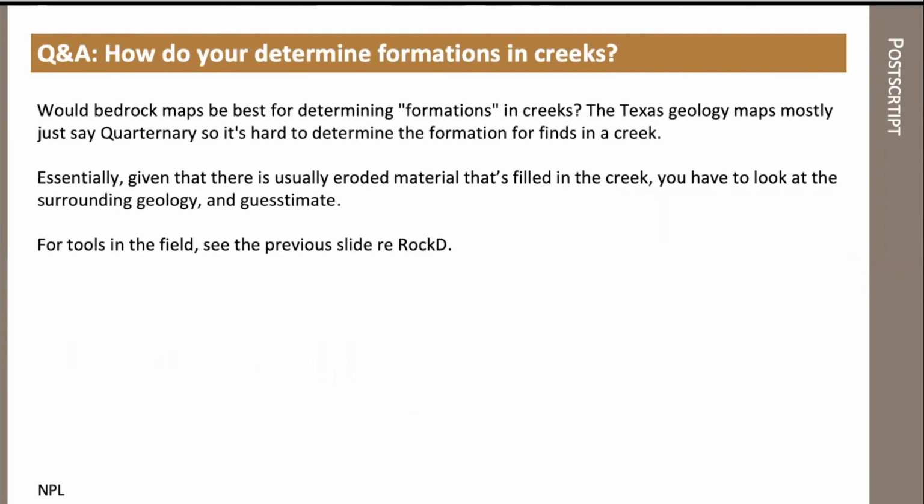One of the questions that came up was when you're in a creek, the maps typically show it as quaternary. In order to figure out if you're looking at something you've pulled out of a creek where the creek wall was cut into, typically that formation is the formation that surrounds the creek, unless it's a really deep cut into the creek and has gone into another layer.